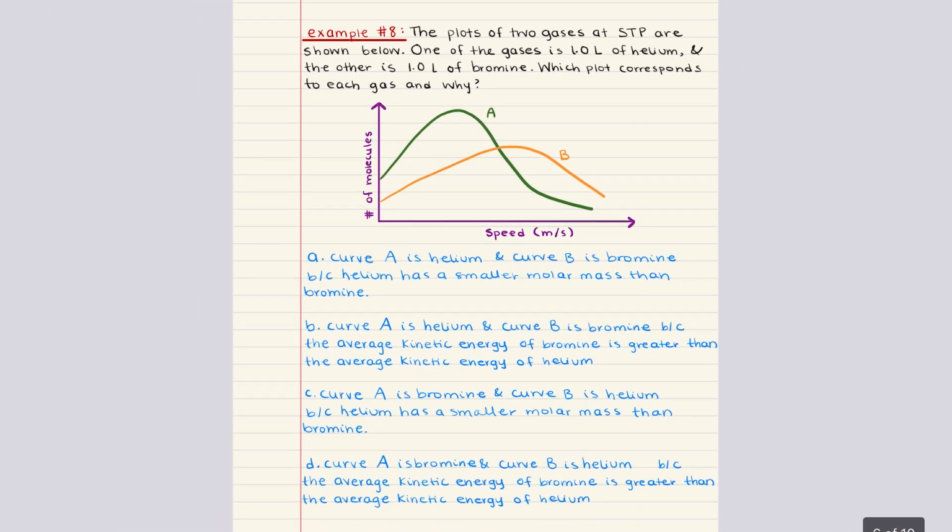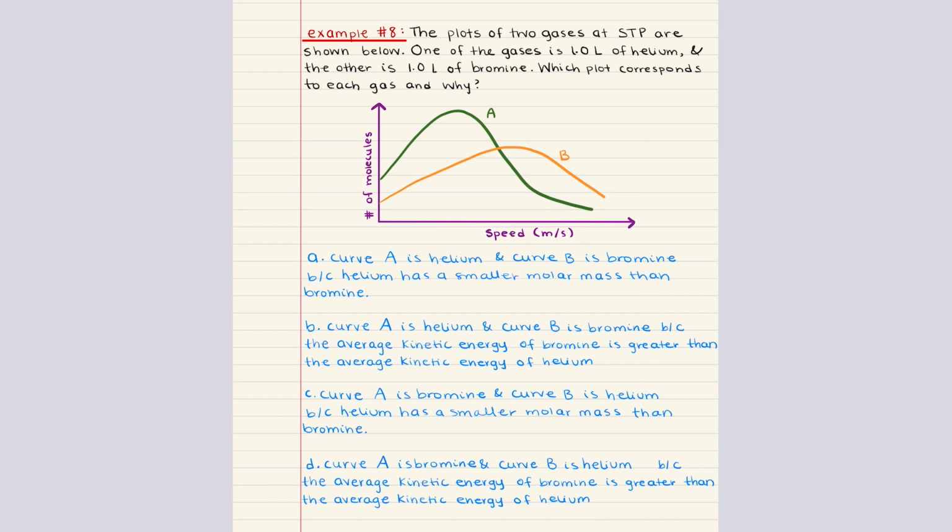Problem 8 says the plots of two gases at standard temperature and pressure are shown below. One of the gases is 1 liter of helium, and the other is 1 liter of bromine. Which plot corresponds to each gas and why? A says that curve A is helium and curve B is bromine because helium has a smaller molar mass than bromine. B says curve A is helium and curve B is bromine because the average kinetic energy of bromine is greater than the average kinetic energy of helium.